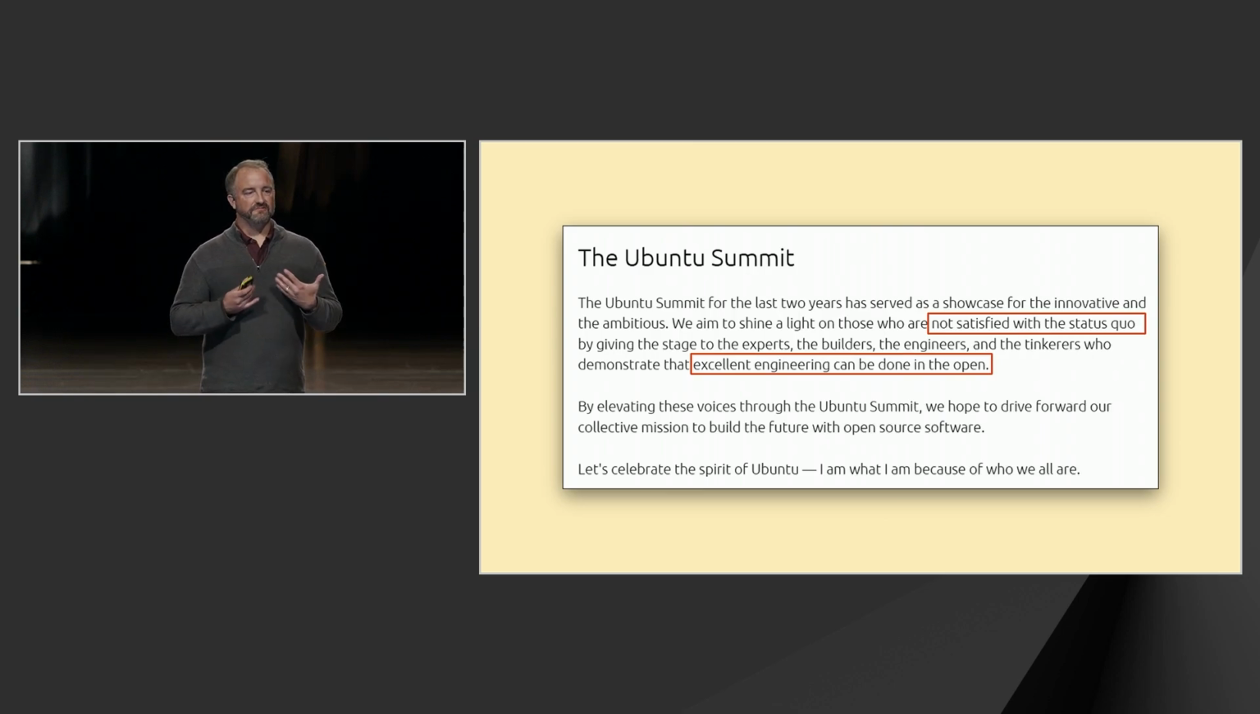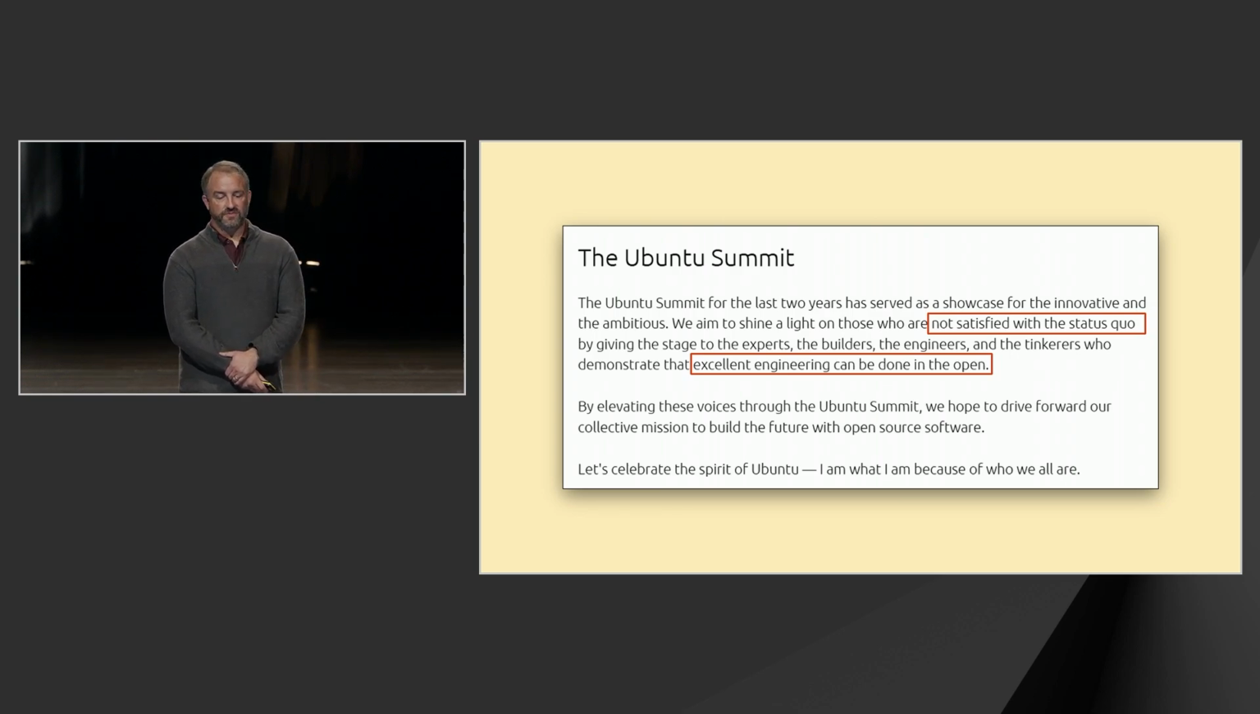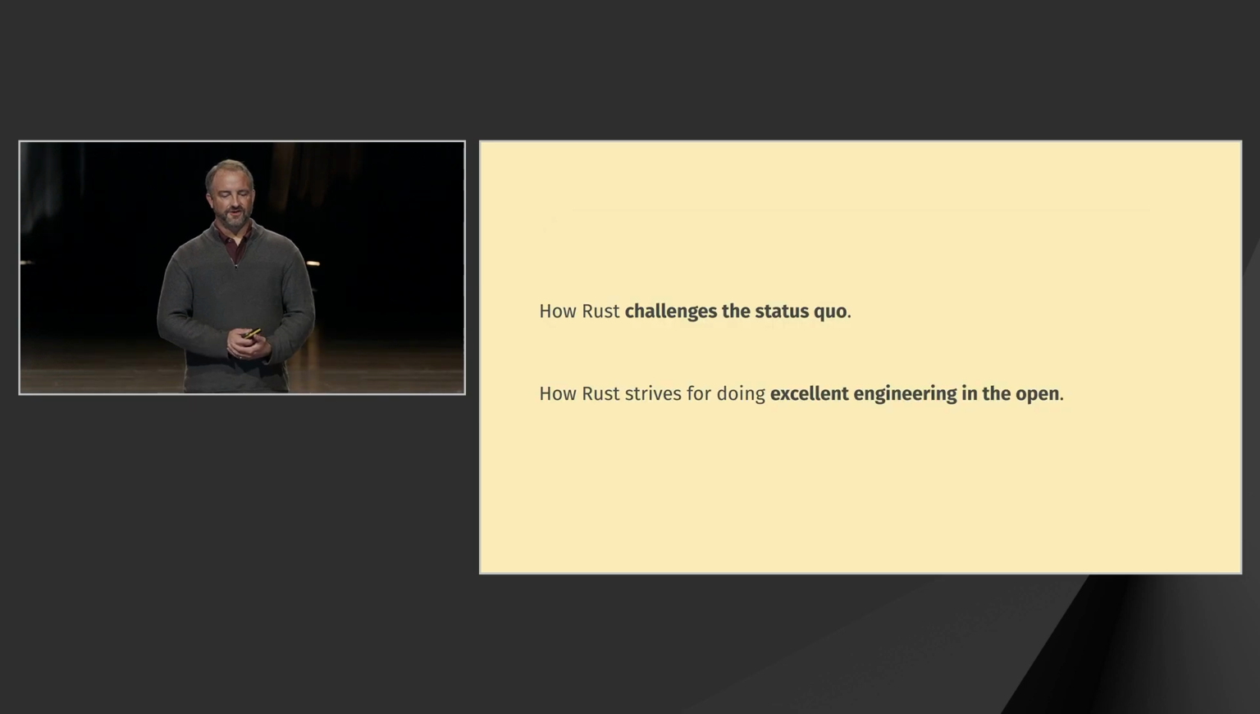Both of these really resonate with me as a Rust contributor, as a Rustacean, because Rust is really about challenging the status quo, about saying, hey, better tools and better programming languages can form a foundation for better and more reliable software. And Rust has been open from the very beginning. We care a lot about doing excellent, high-quality engineering and doing that in the open. So I thought this was a great idea to talk about these two things.